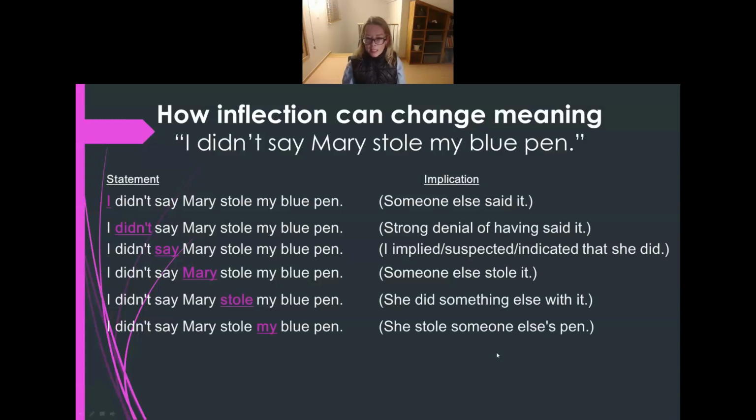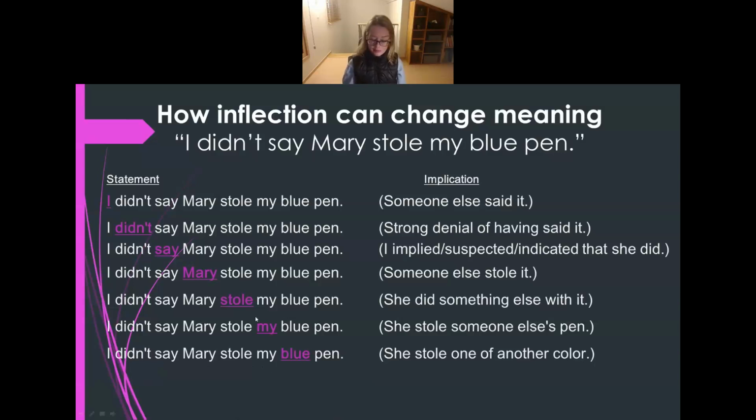Okay, here we've got the implication that she stole someone else's pen. "I didn't say Mary stole my blue pen." Here we've got another one. She stole one of another color. "I didn't say Mary stole my blue pen." Okay, hopefully this is the last one.